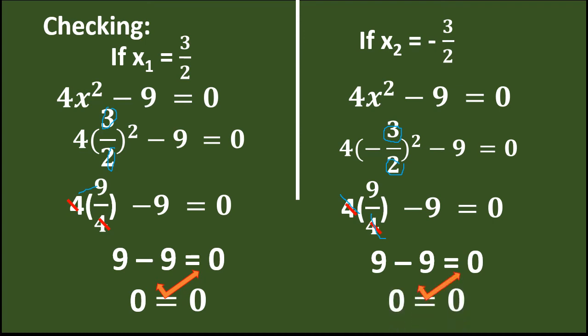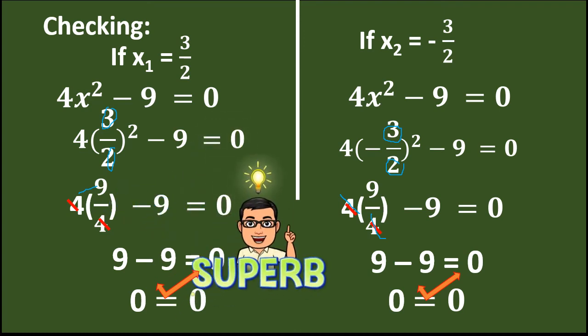It is equal. So we are going to accept 3 halves, and the other one is negative 3 halves. So the solutions to the quadratic equation 4x squared minus 9 equals 0 are 3 halves and negative 3 halves.